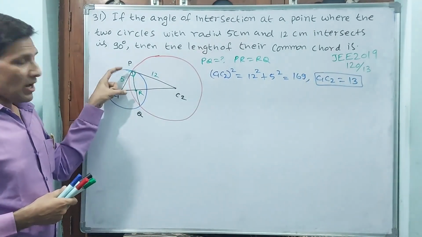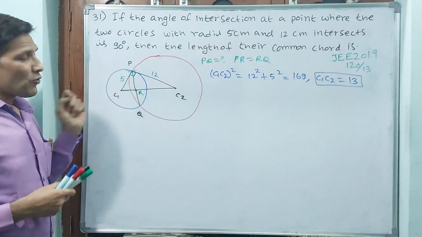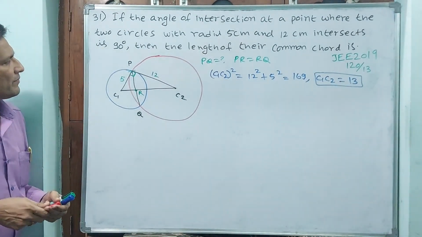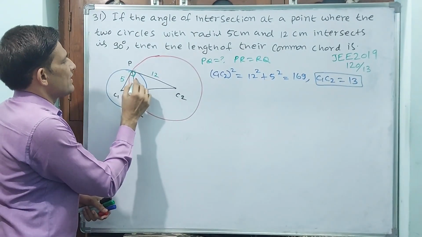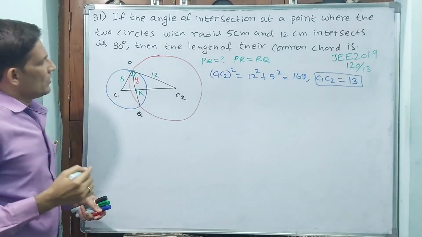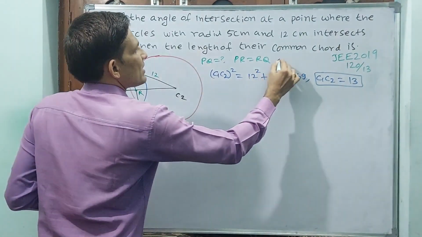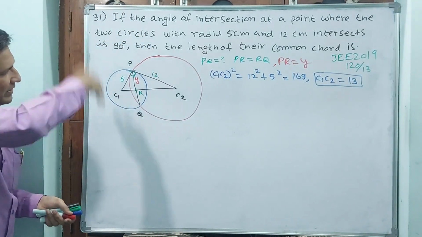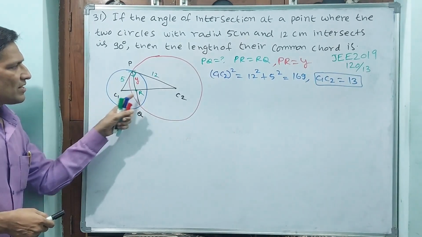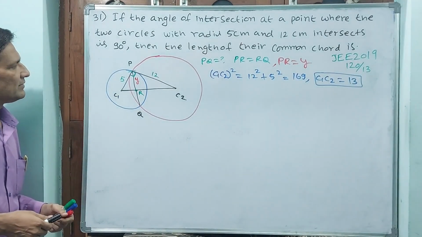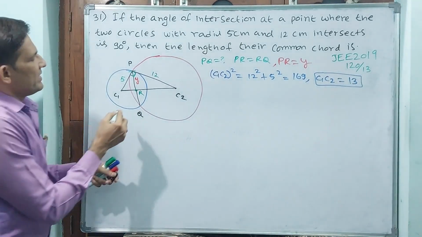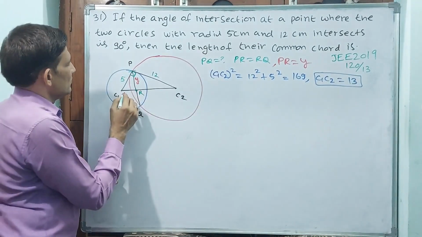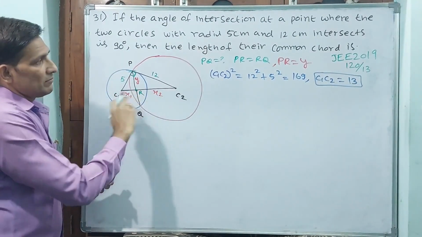The common chord length PQ: if you are able to find PR, you can multiply. But how are you going to find PR? Shall I take x or y or whatever it may be? Actually, this is the vertical axis. Shall I take y? PR I am taking as y, because it is vertical. And C1R I will take as x1, and C2R I will take as x2.